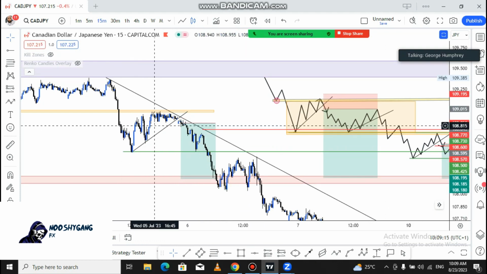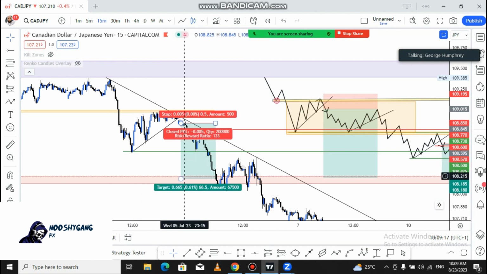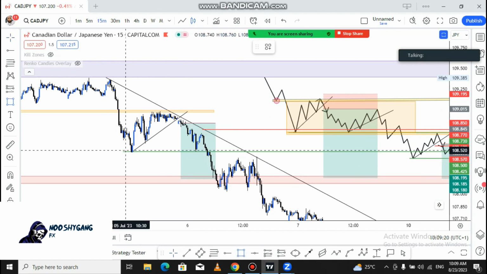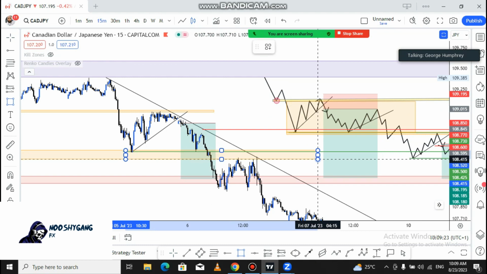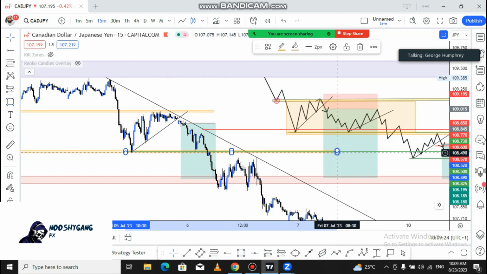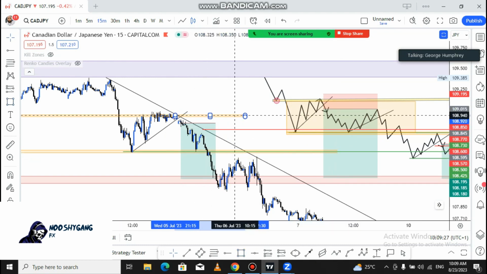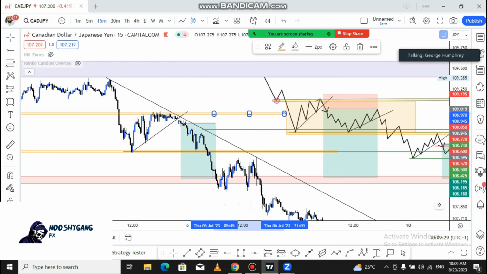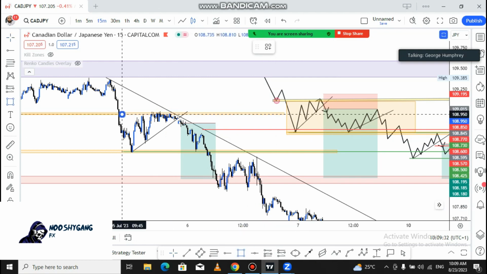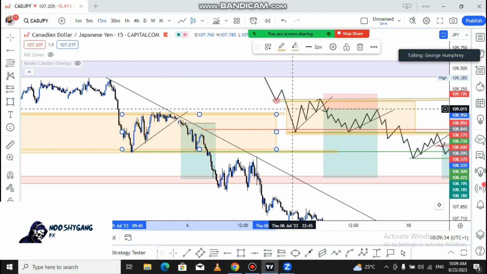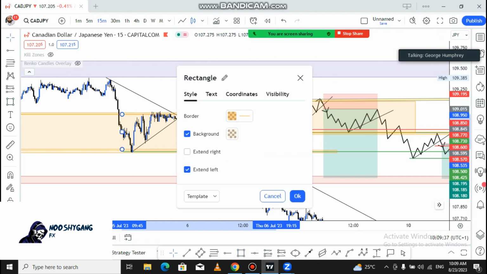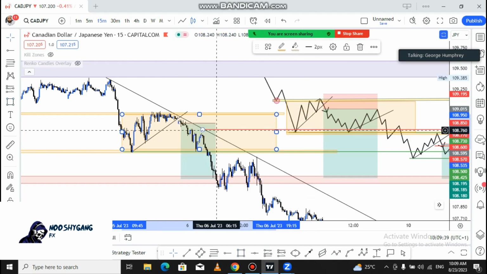Around this zone over here, I am not going to be trading inside this box. I'm done trading. Even if I see more opportunities inside here, I will not take them, to be on the safe side, because it's like you're trading a consolidating market.